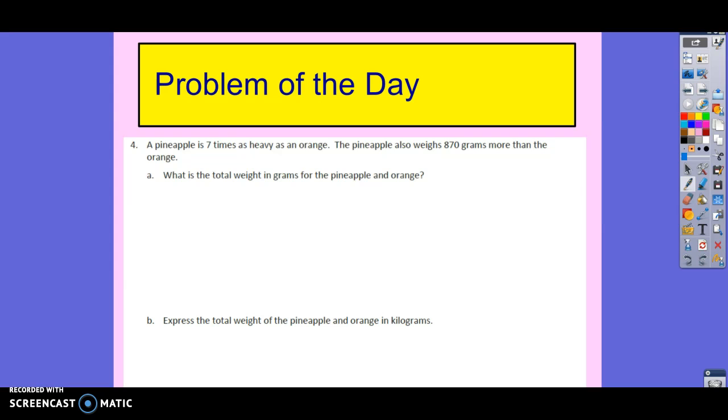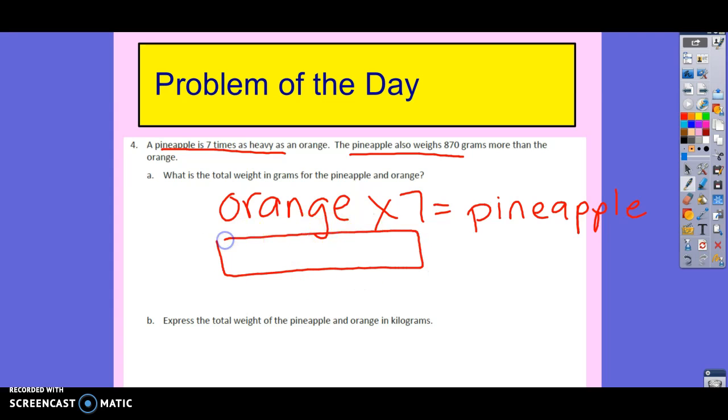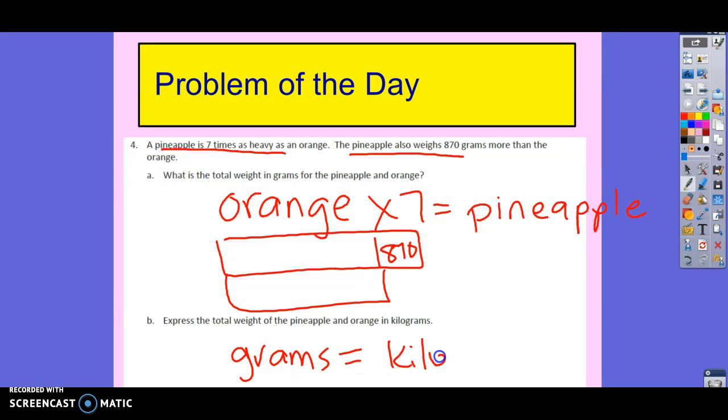First, you're going to have to figure out the weight of the pineapple and the orange. So the pineapple is 7 times the orange: orange times 7 equals the pineapple. And we know that the pineapple weighs 870 grams more than the orange, so the pineapple's weight is the orange plus 870. We're going to express that in grams, and then we're going to make it equal to kilograms.